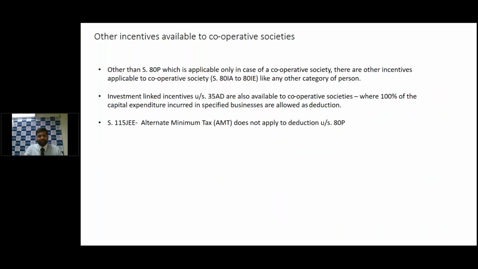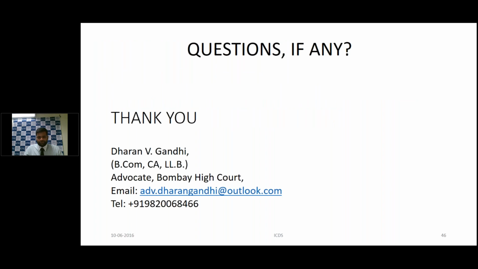A society is also eligible for various other incentives like 80IA to 80IE, 35AD, and even AMT, alternate minimum tax, is not applicable to deduction under section 80P. So this is my part on section 80P deductions. If there are any questions, I'll be happy to answer.